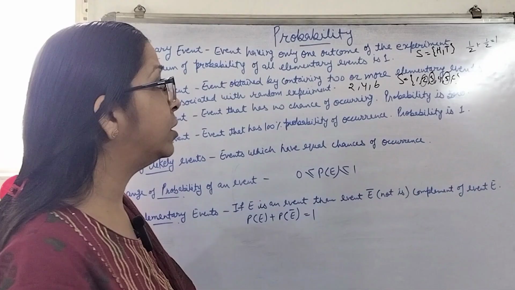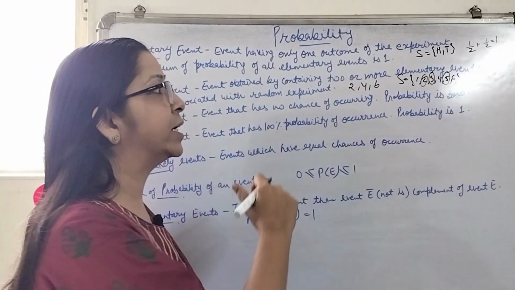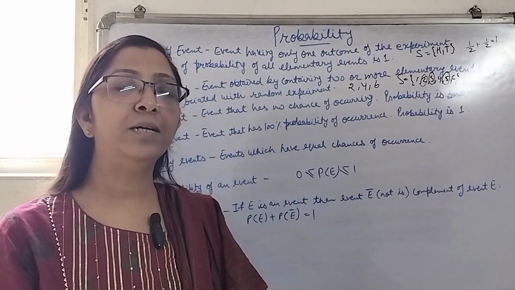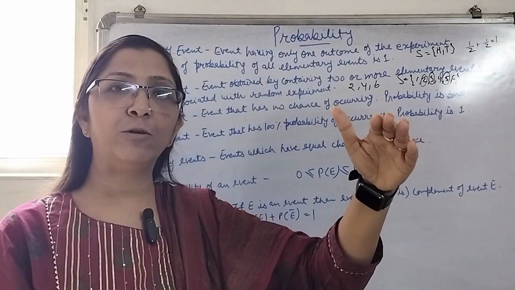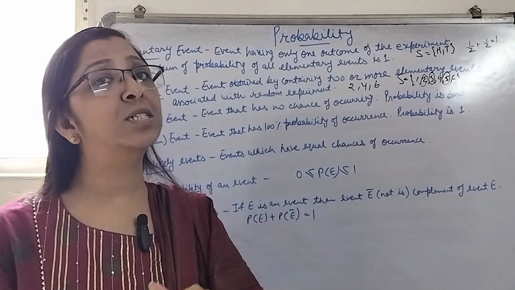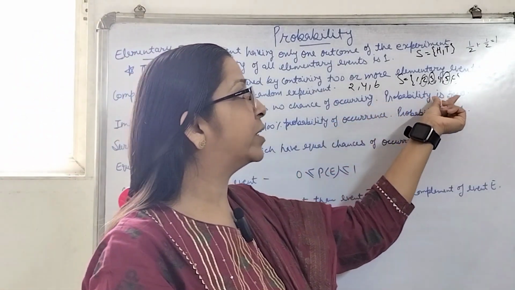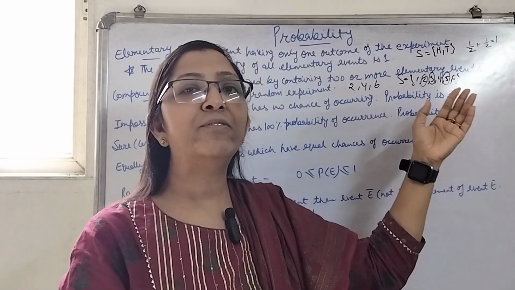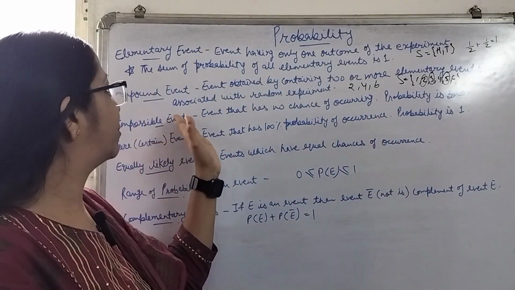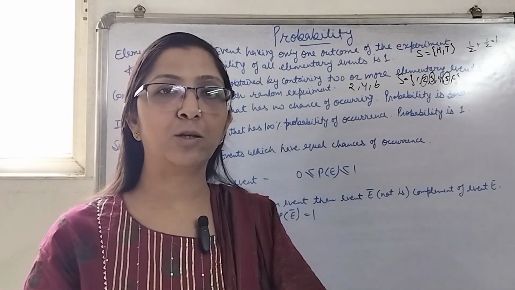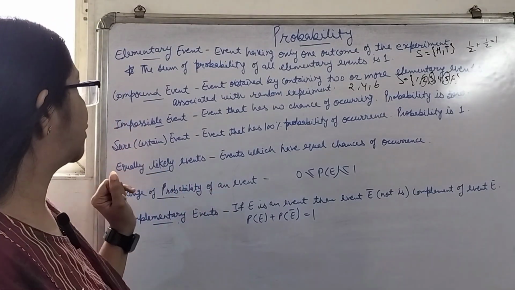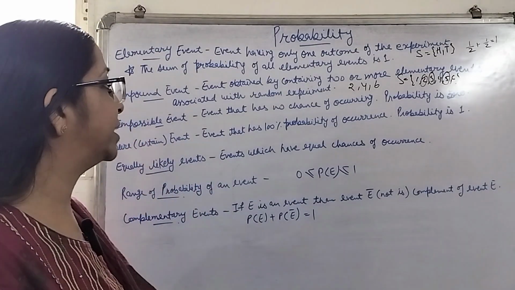Why is it 0? Because the probability of any event is the number of favorable outcomes divided by the total number of possible outcomes. So the favorable outcome over here, that is the numerator, is 0, and when the numerator is 0, the probability of the impossible event will become 0. Now the sure event, which is also known as a certain event.